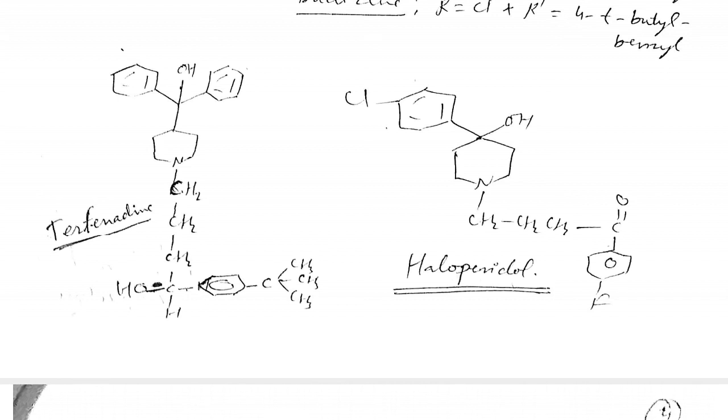And we have seen that they contain 2 or 3 cyclic rings, maybe benzene groups, maybe heterocyclic rings, and the compounds containing a number of cyclic rings have potent antihistaminic activity. That we have seen in this class of drug.